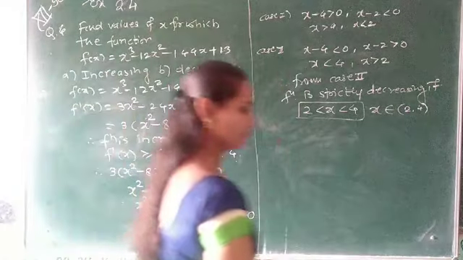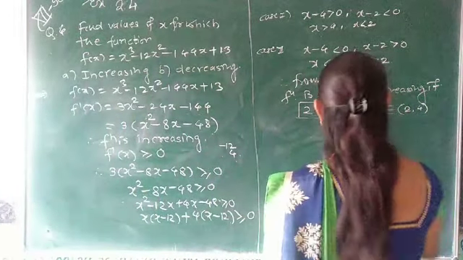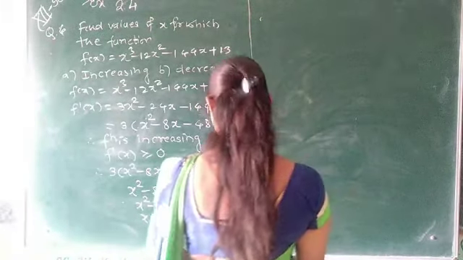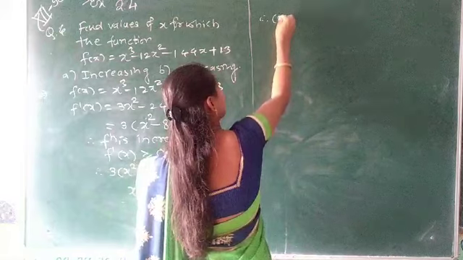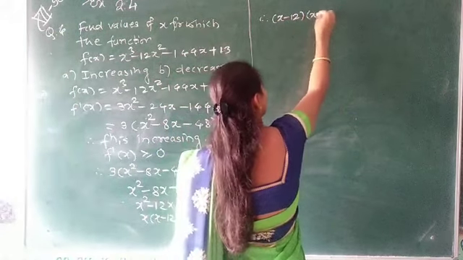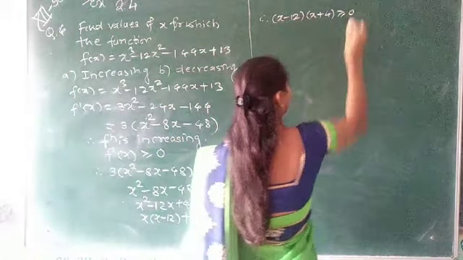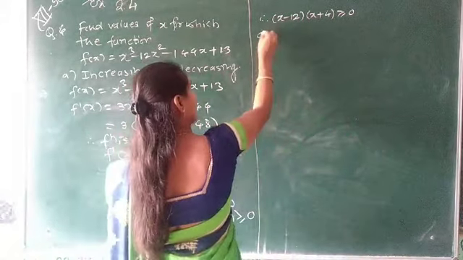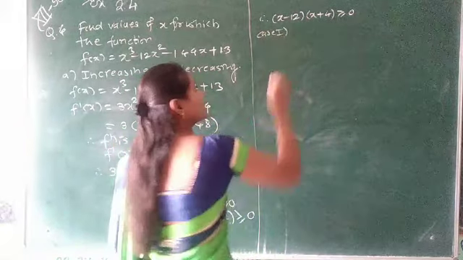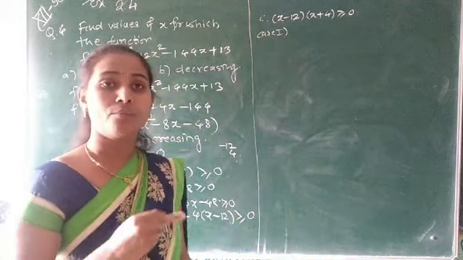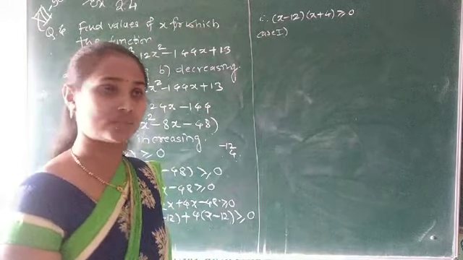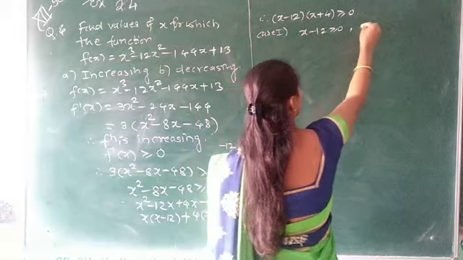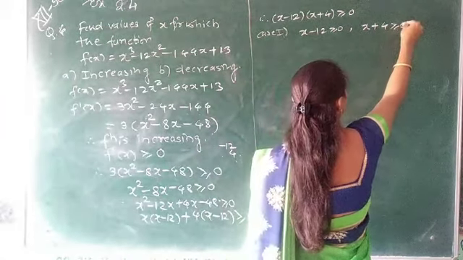That means here we will get the two factors. The first one is x minus 12 and the second one is x plus 4 greater than or equal to 0. So again here we have to consider two cases. Case first is what? For greater than or equal to, both are greater or both are less than. So first case: x minus 12 greater than or equal to 0 and x plus 4 greater than or equal to 0.